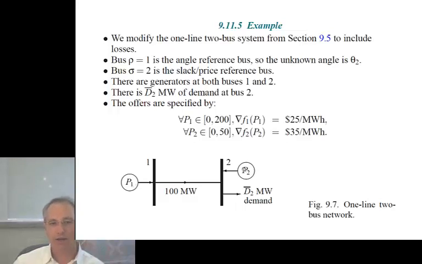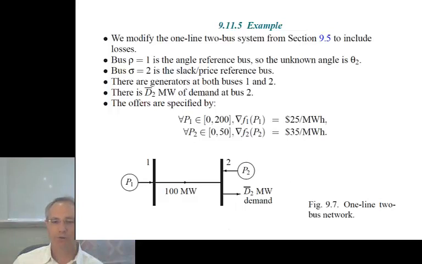However, there are generators at both buses 1 and 2, and there is demand D2 at bus 2. The offers are specified as follows. For all generations between 0 and 200, the offer of generator 1, equal to its marginal cost, is $25 a megawatt hour, as we've seen before. The offer of generator 2 is $35 a megawatt hour.